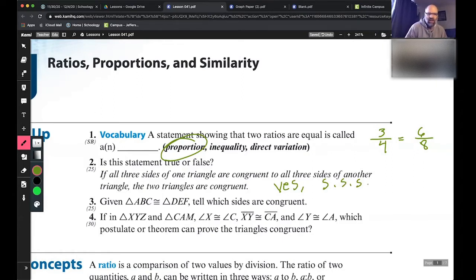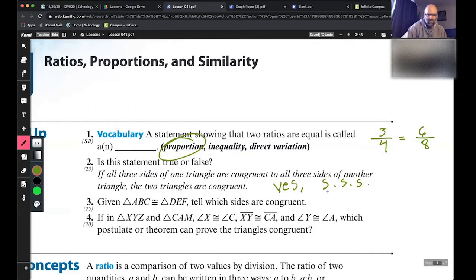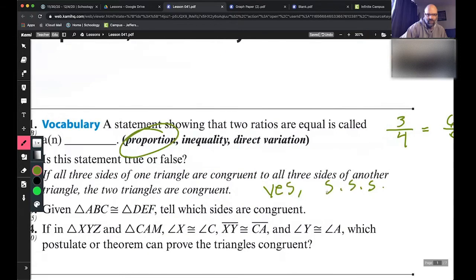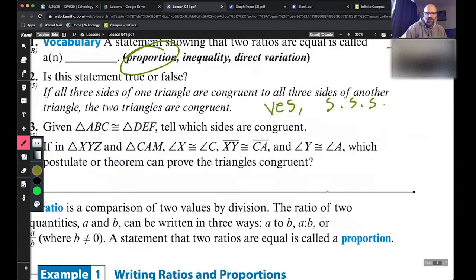Okay. Given triangle ABC is congruent to triangle DEF, tell which sides are congruent. Where are we looking? Problem number three. Right here. They're lined up, so they should be in the right order. So you can say that AB is congruent to DE, right?